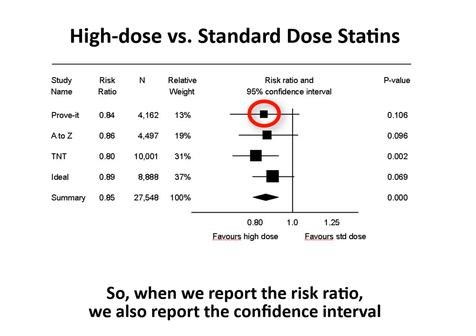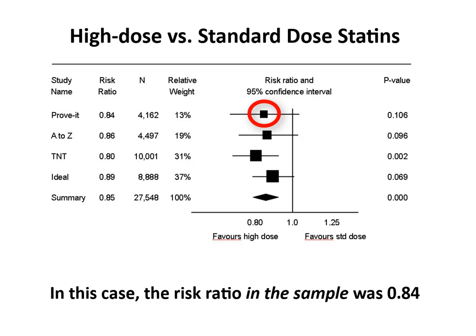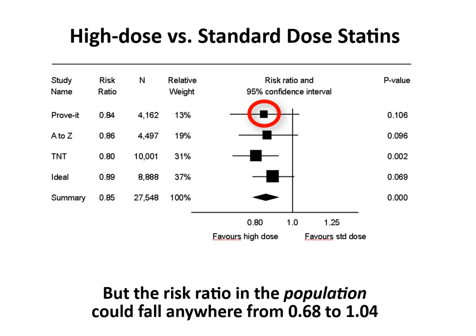So, when we report the risk ratio, we also report the confidence interval. This speaks to the precision of the estimate. In this case, the risk ratio in the sample was 0.84, but the risk ratio in the population could fall anywhere from 0.68 to 1.04.